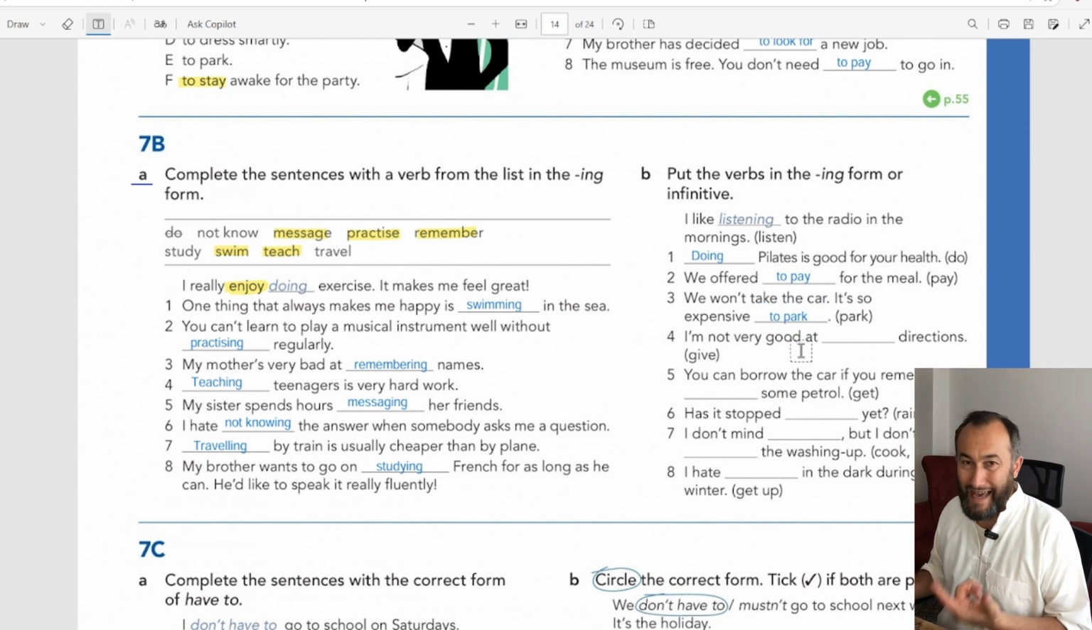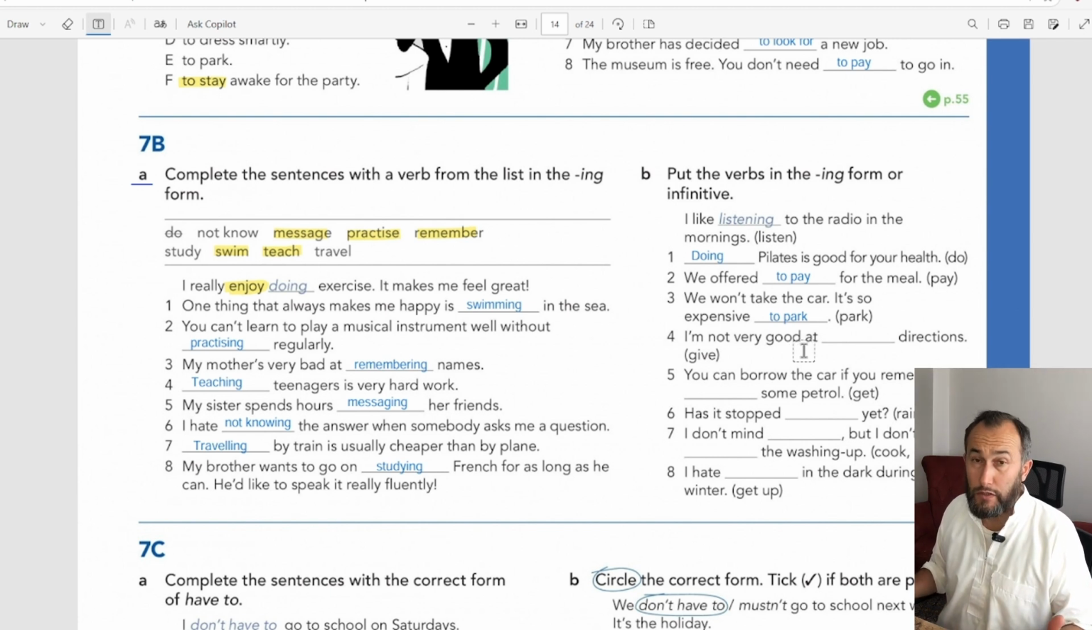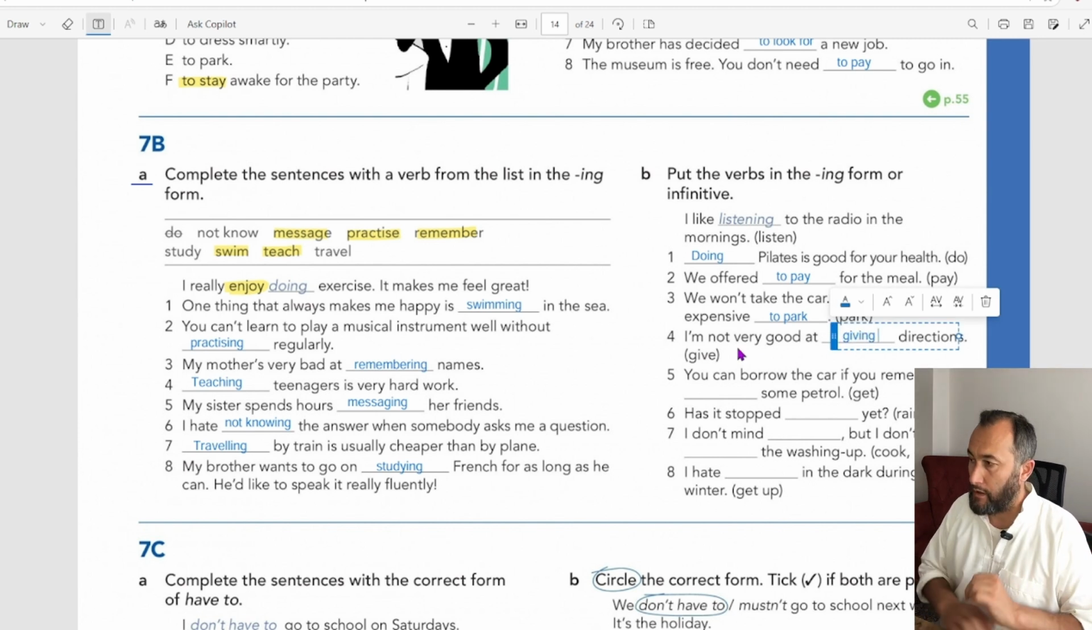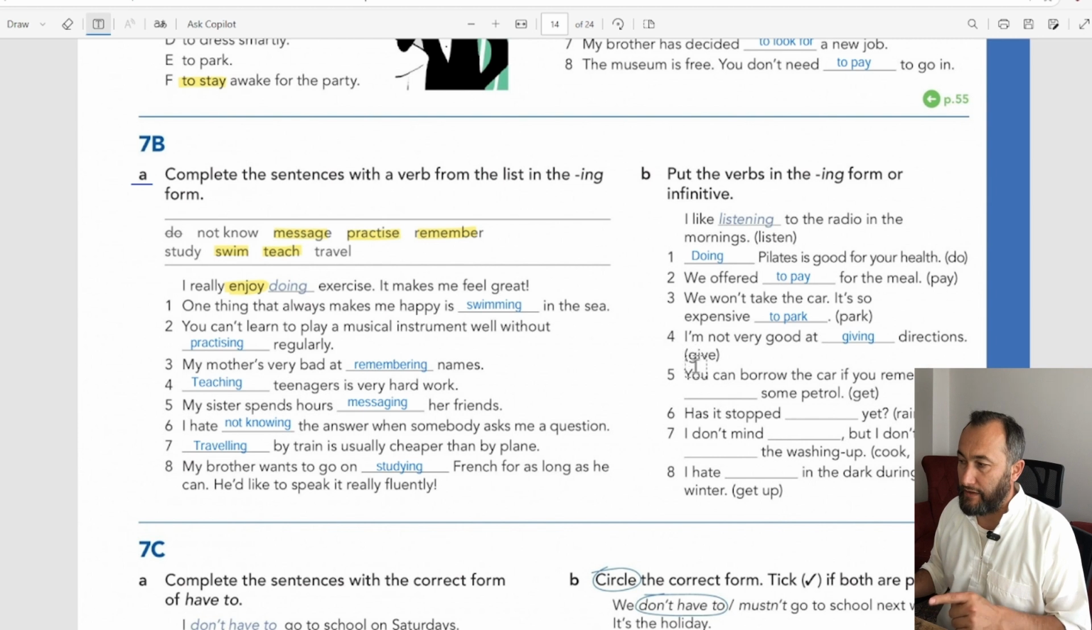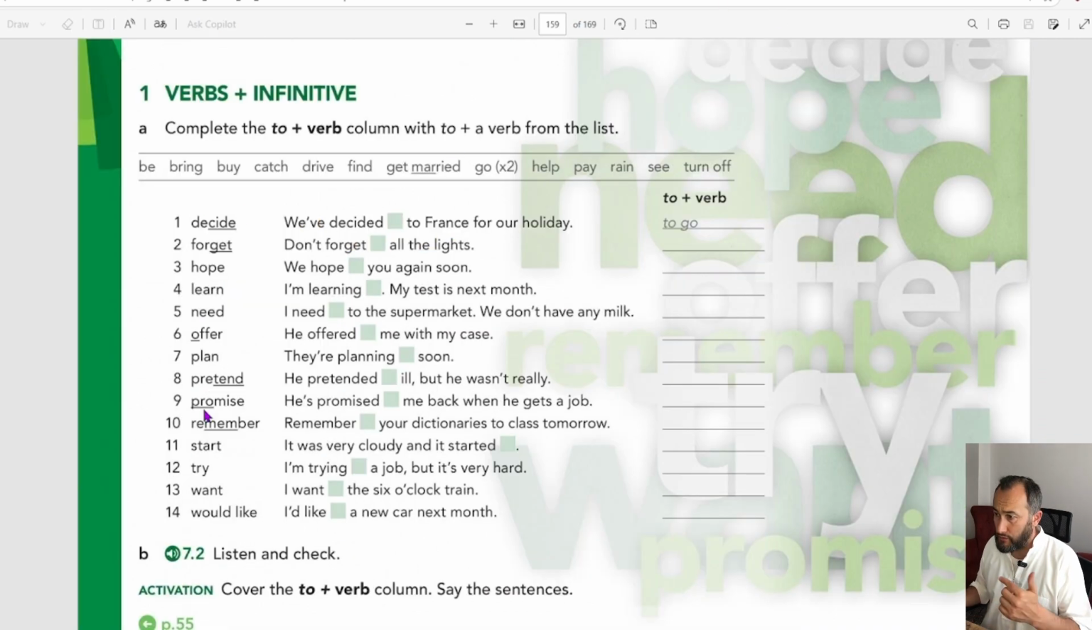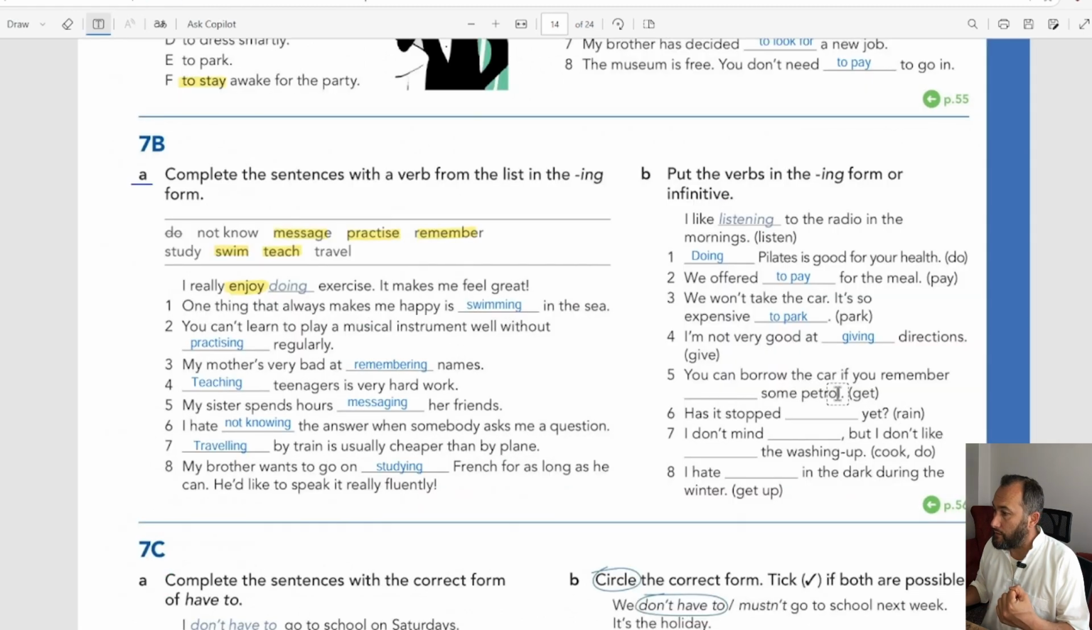I'm not very good at. At is a preposition. After a preposition, we must use what? We must use, yes, gerund, which is giving. I'm not very good at giving. Now the verbs in brackets, guys. You can borrow the car if you remember. Remember is from the 7a rules, verbs, number 10. And after that, we must use to plus infinitive. So you can borrow the car if you remember to get some petrol.